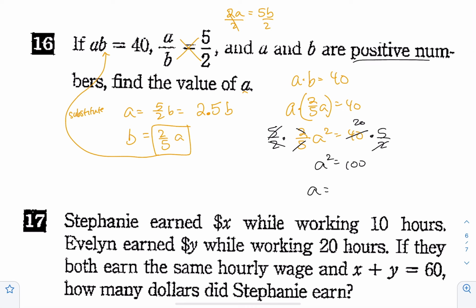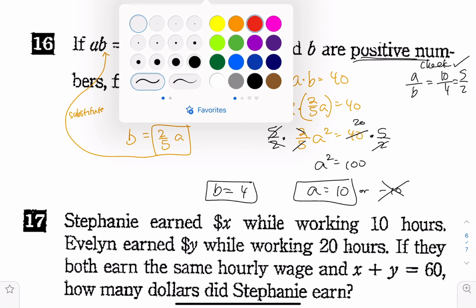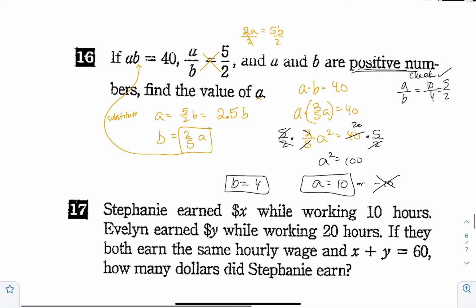Since A squared is 100, A could be positive 10 or negative 10. But because you're told they're positive, you eliminate negative 10. So A has to be positive 10, which means B has to be positive 4. You can double check your work by doing A divided by B. That's equal to 10 over 4, which is 5 over 2. So everything does check out. So again, the answer here is A equals 10.